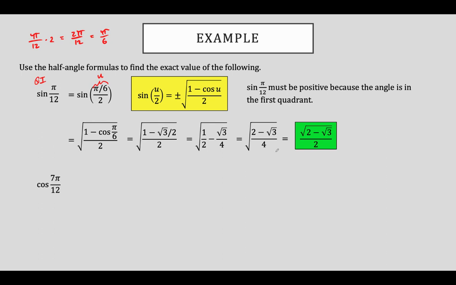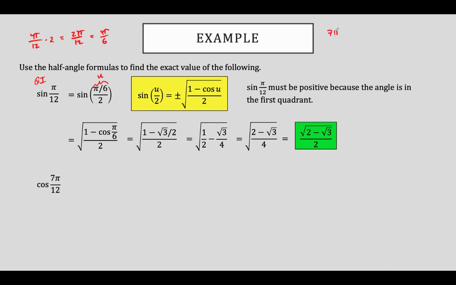Let's try another one. The cosine of 7 pi over 12. Now we're told to use our half angle formula. So 7 pi over 12 is not one of our special angles on the unit circle. However, it is half of one of our angles on the unit circle. How do we figure that out?